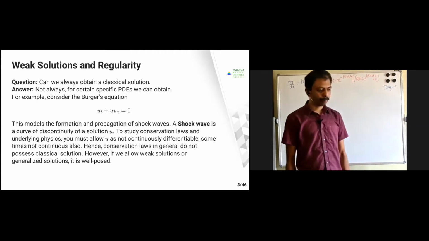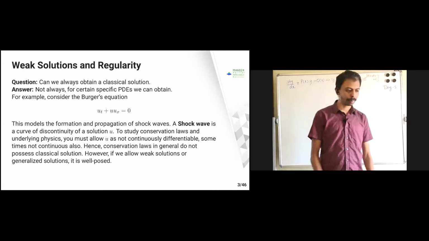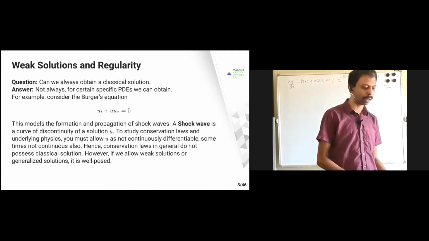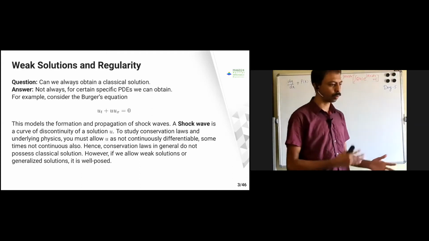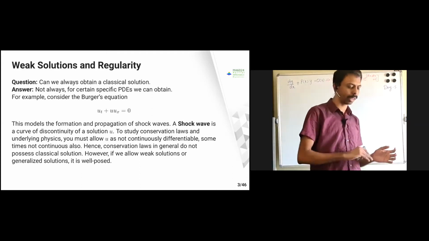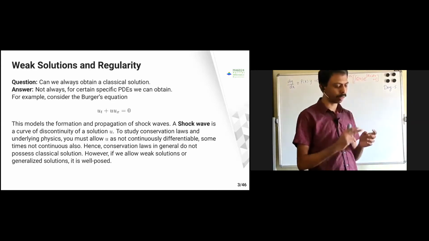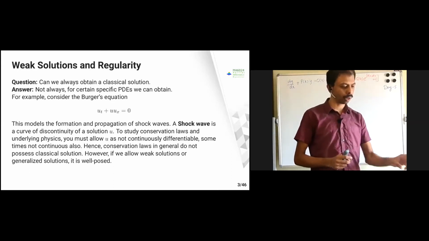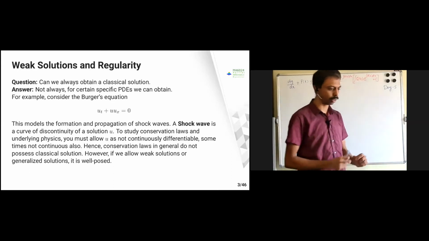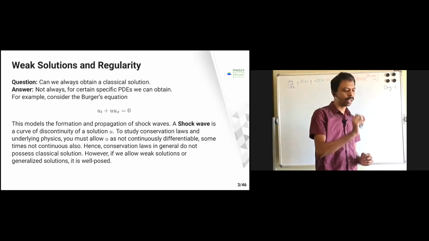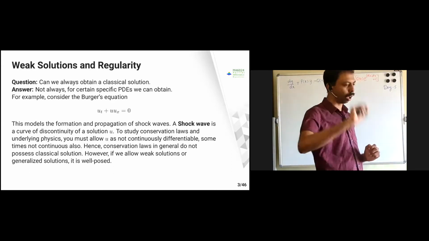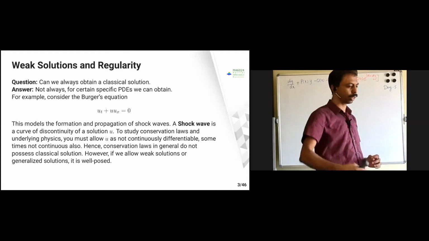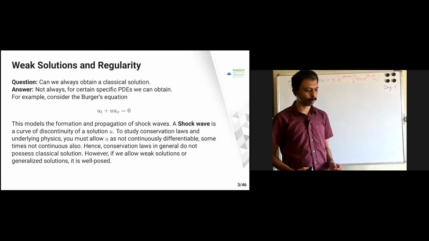But the question is, can we always obtain a classical solution? The answer is no, because in some physical problems with conservation laws, discontinuities occur. For example, tomorrow or next week I will show how the traffic flow problem is solved with this kind of equation. In that case, a discontinuity will occur and it propagates along, because if you disturb the traffic somewhere, it is disturbed further and further.